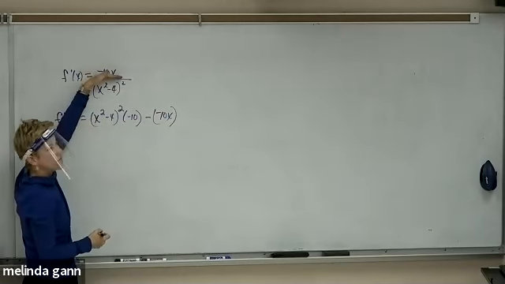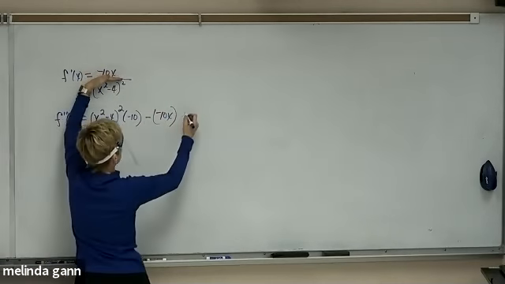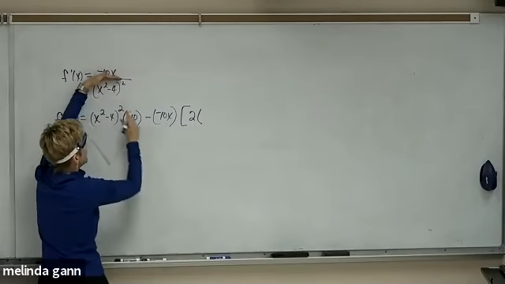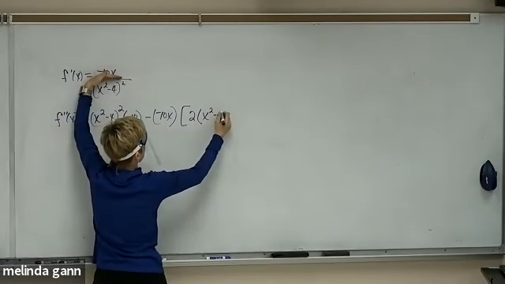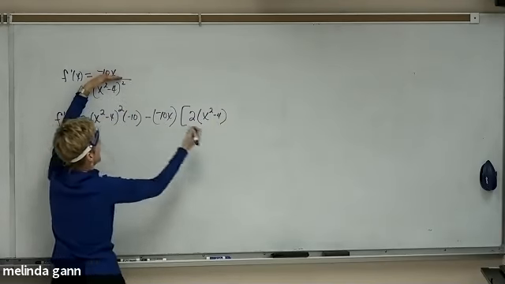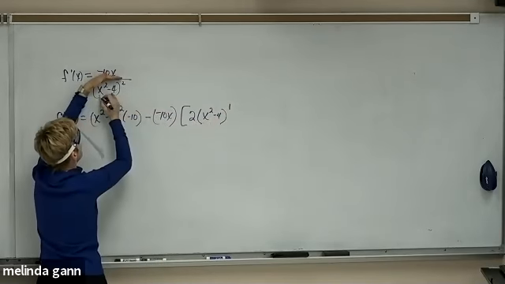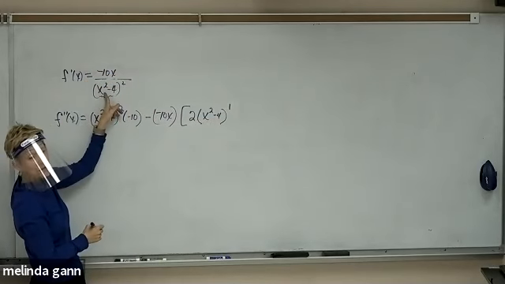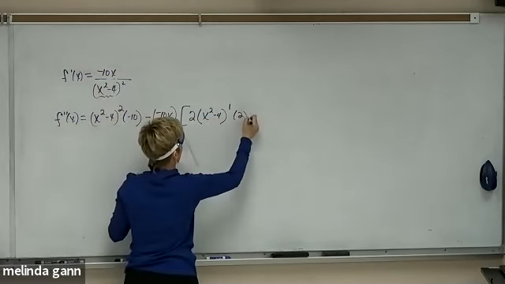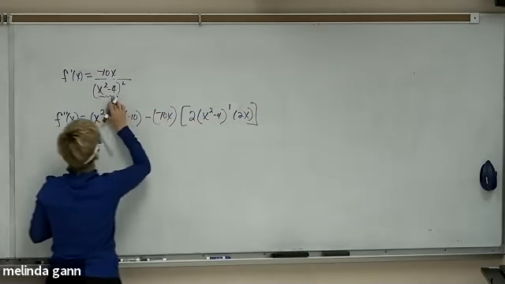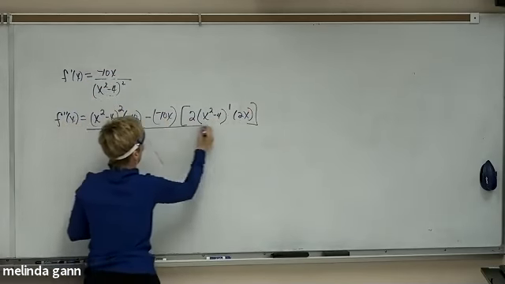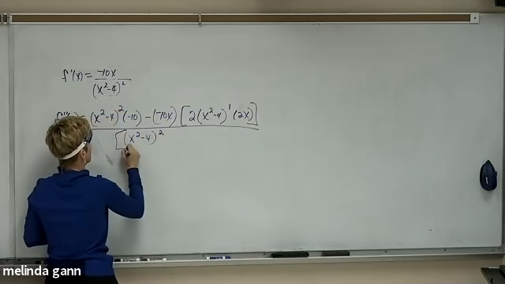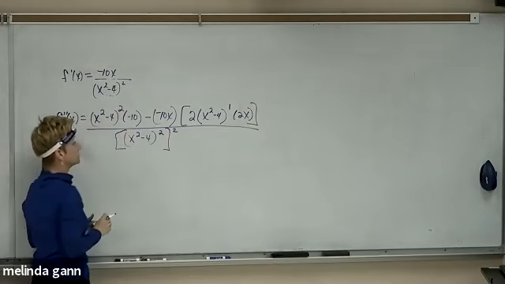Now I've got to do the derivative of the bottom. So I have to use the power rule. So that power comes down, my expression stays the same, and that power goes down by 1. But I've got to do the derivative of the inside. So what's the derivative of that inside? 2x. So make sure you do the whole derivative. And all that is over my denominator squared.